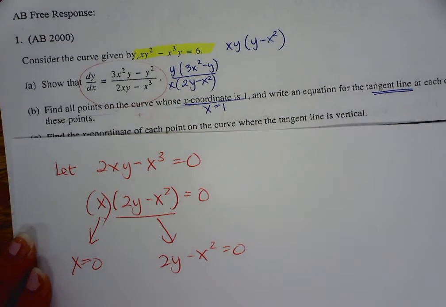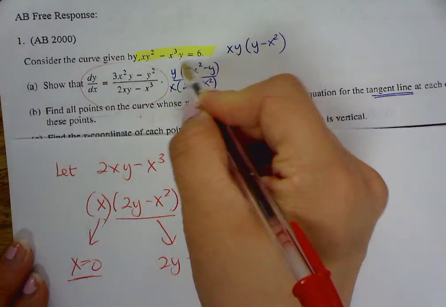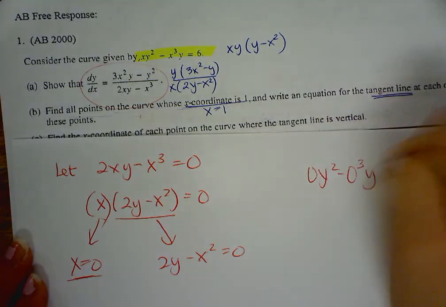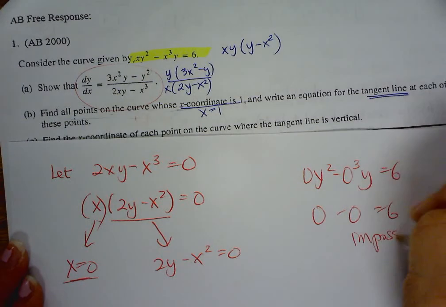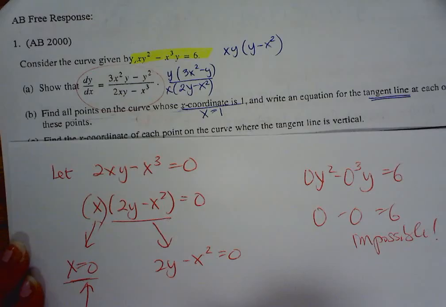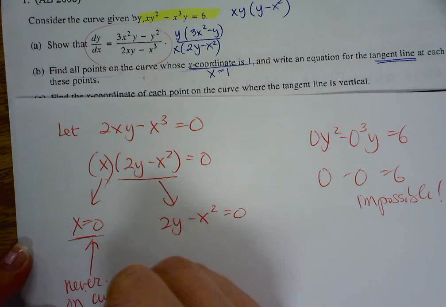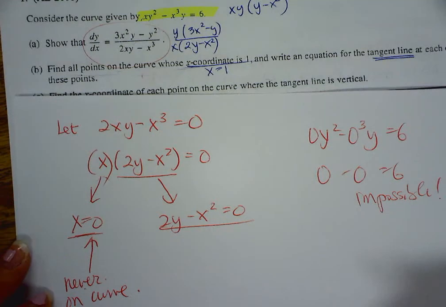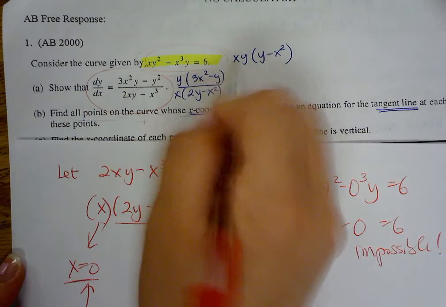But can x equal 0? If you plug 0 into the original curve, you get 0 y squared minus 0 cubed y equals 6, so 0 minus 0 equals 6. Can that happen? That's impossible. So x can never equal 0. That never happens on that curve, so that's not even a possibility. So can 2y minus x squared equal 0? That can equal 0, but when? We don't know, so we have to figure out using the original curve when this actually equals 0.